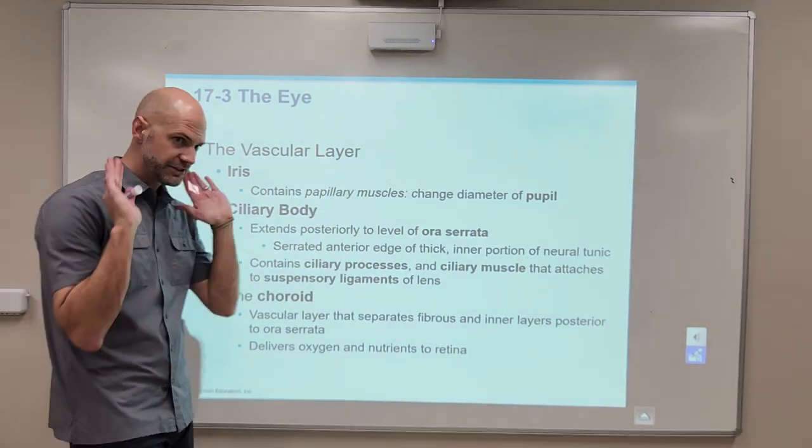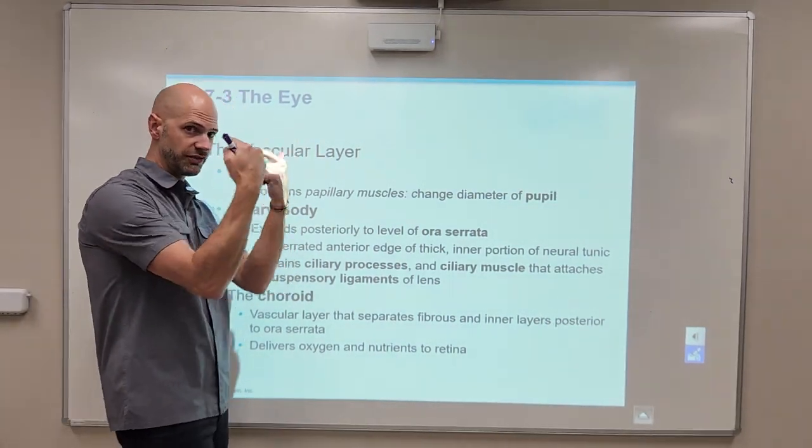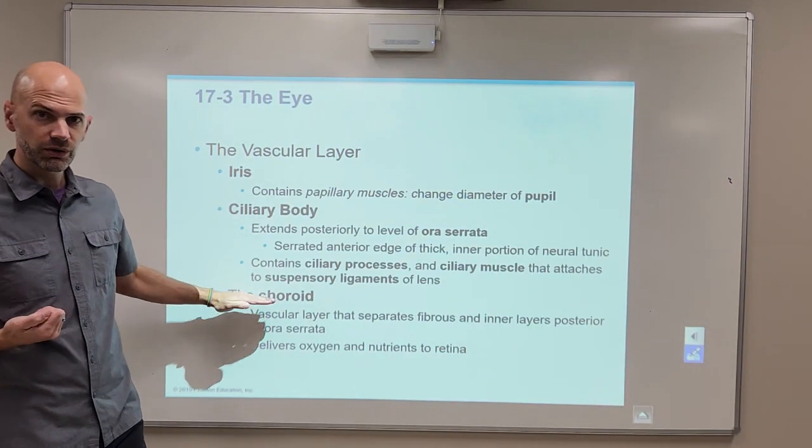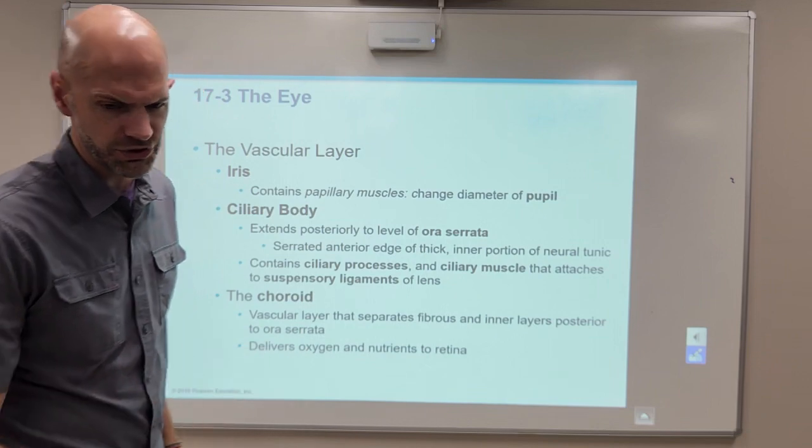Vascular layer, as it approaches the anterior portion, the front of the eye, we have the iris, the ciliary body, and the choroid is really the vascular portion.